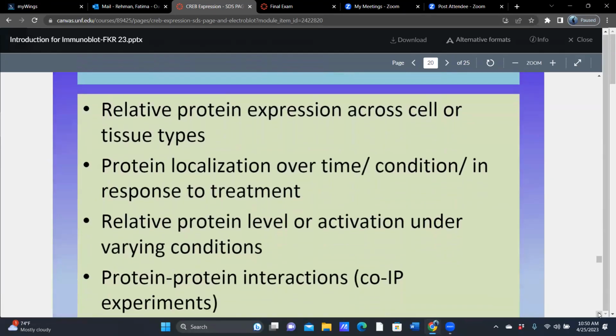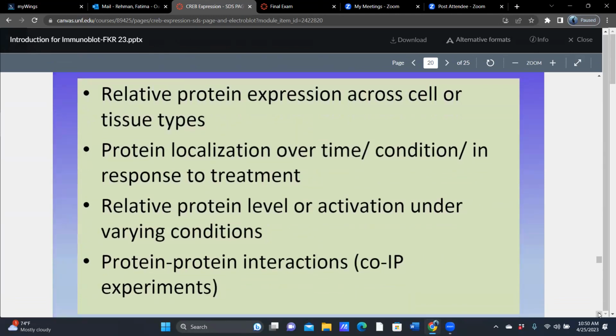Now, when you're interpreting a Western, what are we looking for? We are looking for relative protein expression across the samples present on that one blot. It could be looking at expression levels in different tissue types, or between untreated and treated, or normal and disease, any of those.